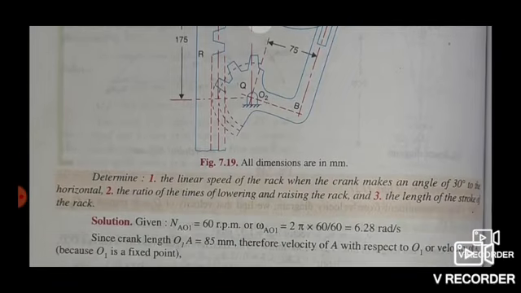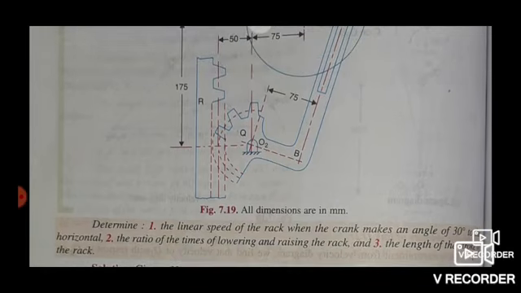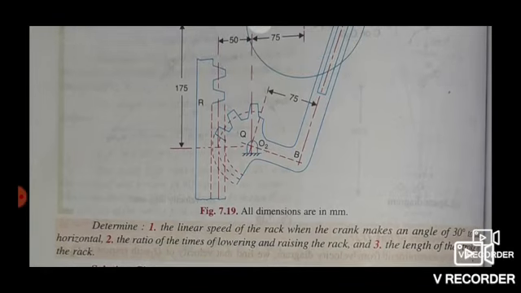Now we have to determine, first, the linear speed of the rack when the crank makes an angle of 30 degrees to the horizontal, second, the ratio of the times of lowering and raising the rack, and third, the length of stroke of the rack.